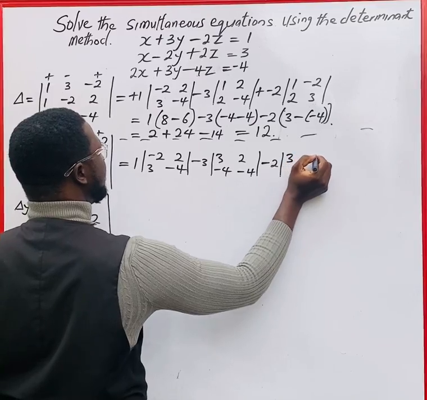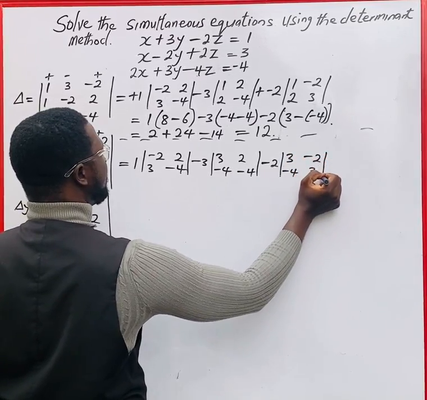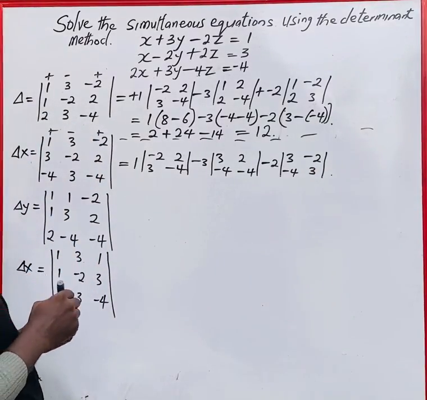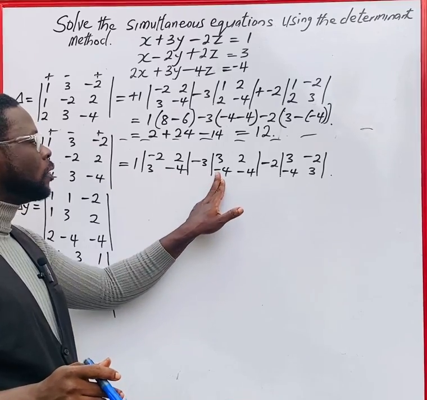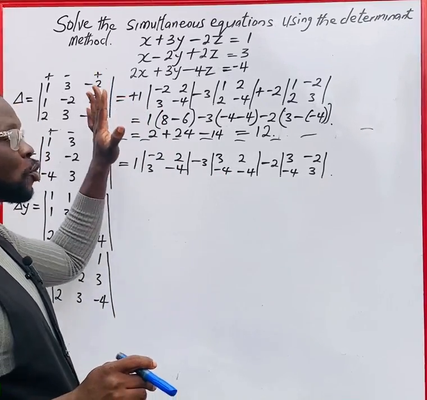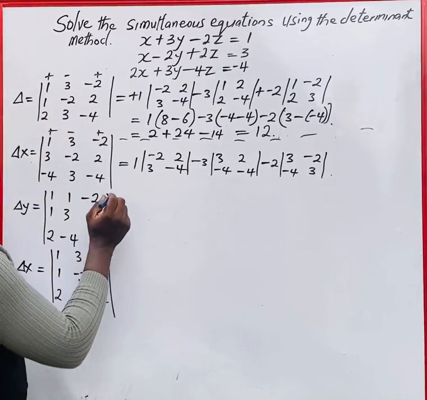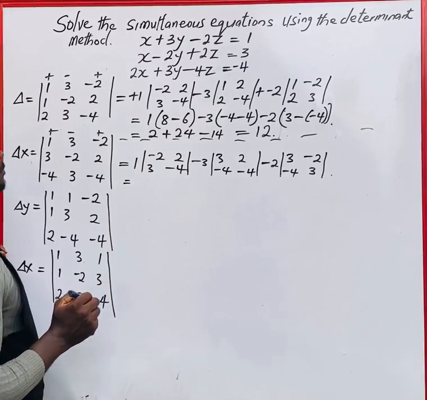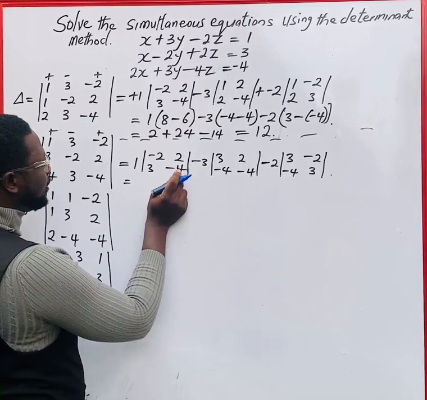3, minus 2, minus 4, 3. All right. So in dealing with this, you have to be very careful because a little error or a misplacement of number can give a wrong solution. So you have to be very careful when you are solving a problem like this. So let's solve out this one.